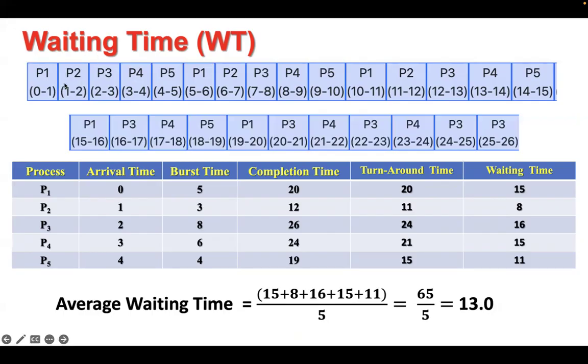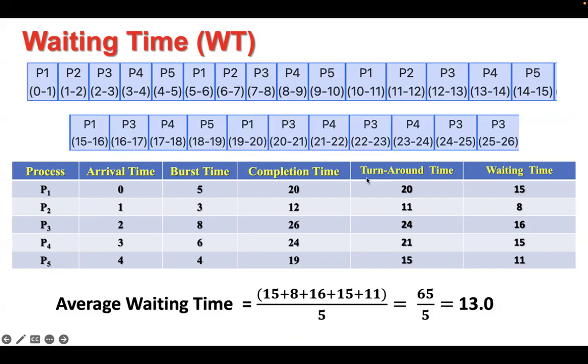So for P1 we are computing 1, 2, 3, 4. Again P1 is given a chance. So 5, 6, 7, 8. Again P1 is given a chance. 9, 10, 11, 12, 13, 14, 15. Now P1 finishes at 20. That's why waiting time is 15.